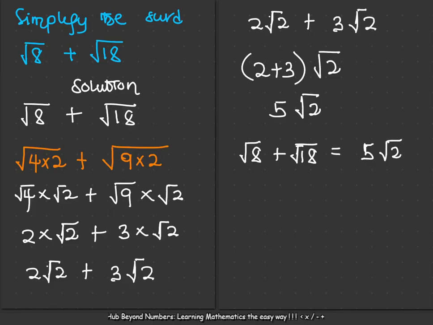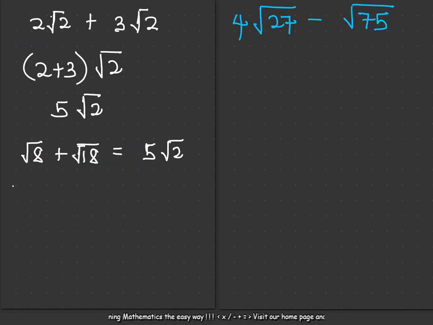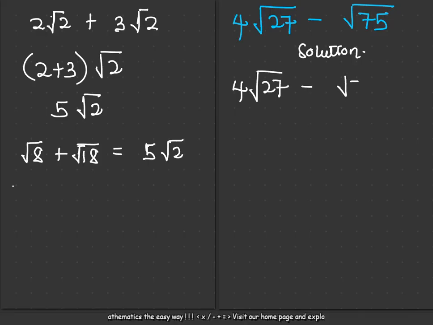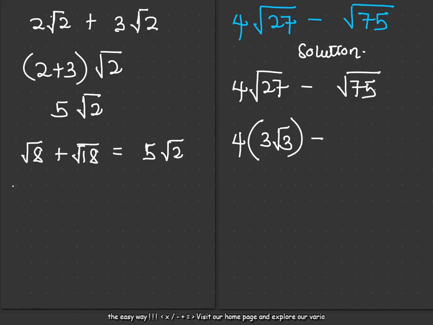Very, very simple. Now let's take this last example and see how it goes. We have 4 square root of 27 minus square root of 75. The first thing you need to do is take your root 27 and evaluate it. By now I do hope you can do all those evaluations. So you have 4, and the square root of 27 gives us 3 root 3, then minus the square root of 75, which if evaluated gives 5 root 3.